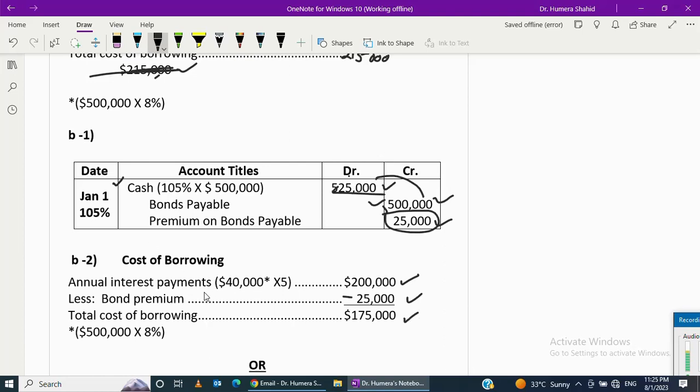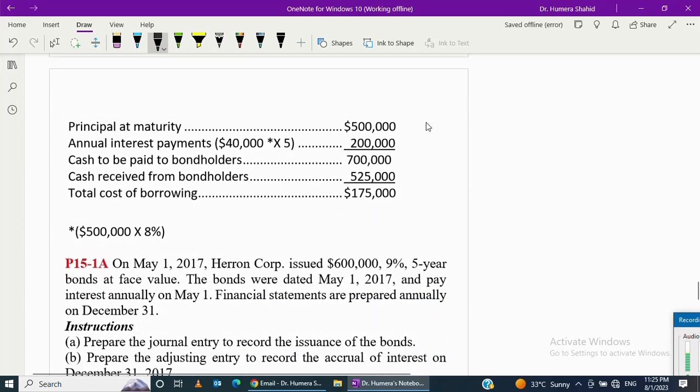Again, you can do it in another way. Put all the payments which you are going to make minus what you collected from the people. So you are going to make the payment of the principal at maturity. You are going to make all the interest payments. Altogether, you are going to pay them 700,000. But this 700,000 is not completely from your pocket. You are returning 525,000 of people which you already borrowed from them. So this money was people's money, not yours. Rest is yours. That is going from your pocket. That is 175,000. I hope it is clear to you.